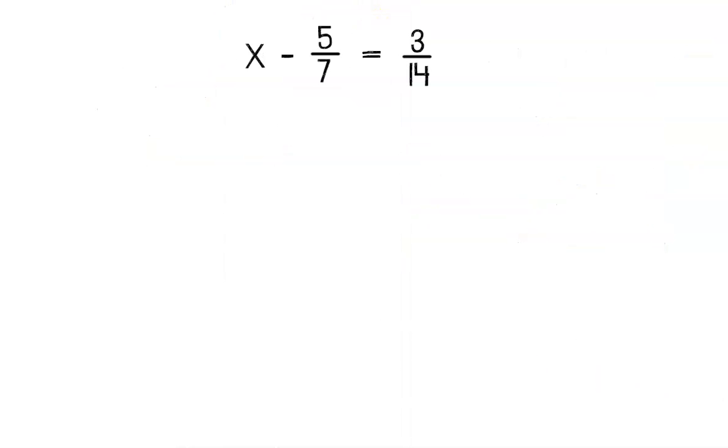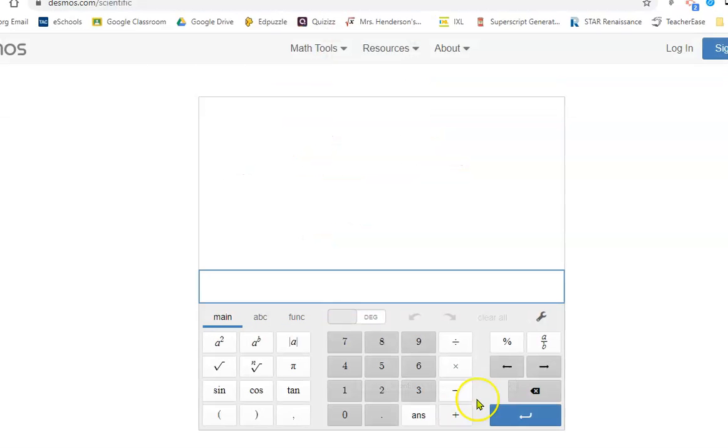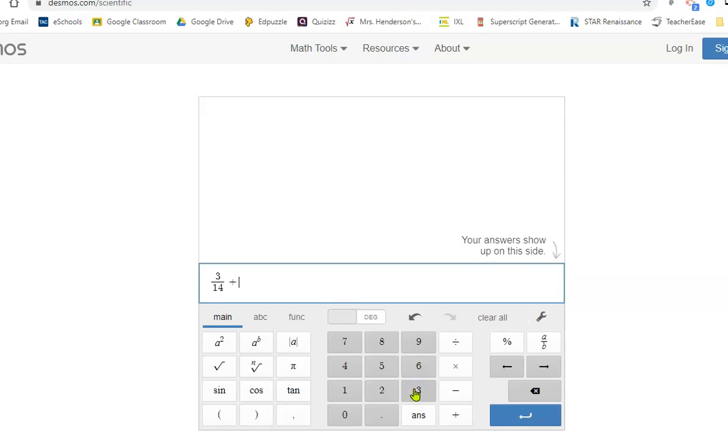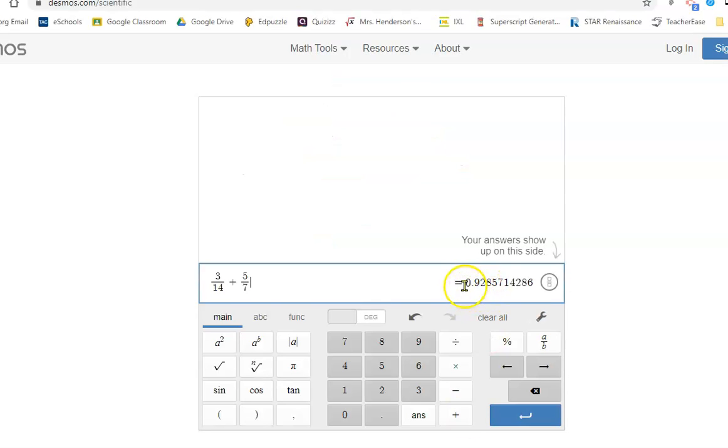Let's take a look at another one. Find your variable, write the opposite operation, be fair to both sides. Pick up your calculator and compute. 3/14 plus 5/7. Let's use the Desmos calculator this time. 3/14 plus 5/7. Let me double check. Yes. Now look at that answer.